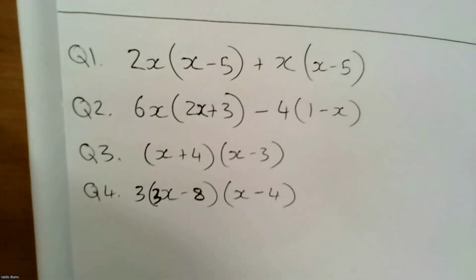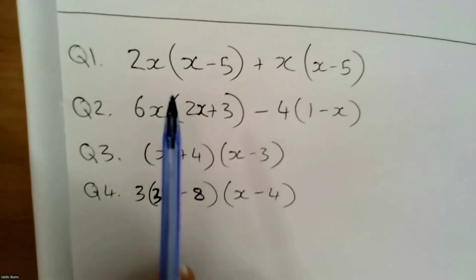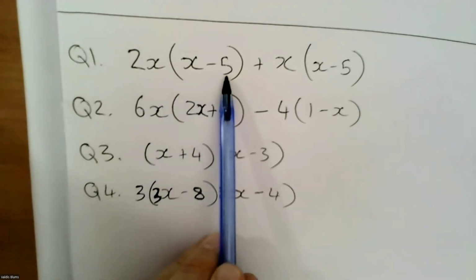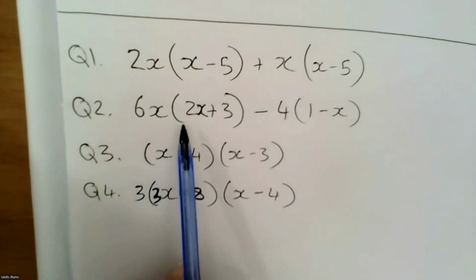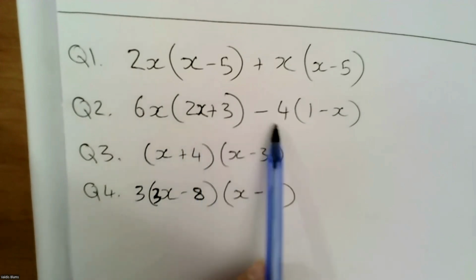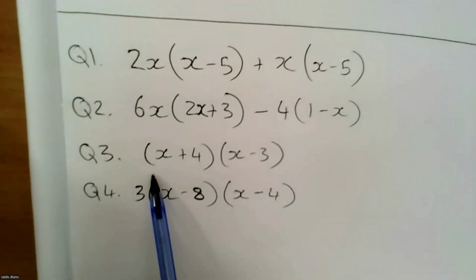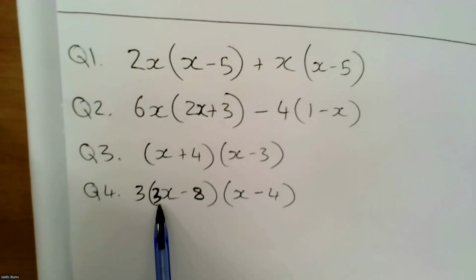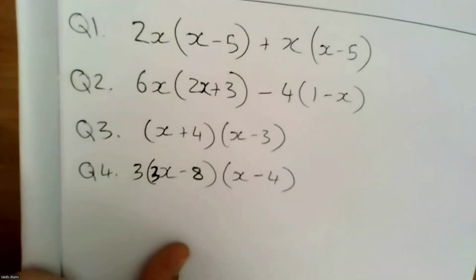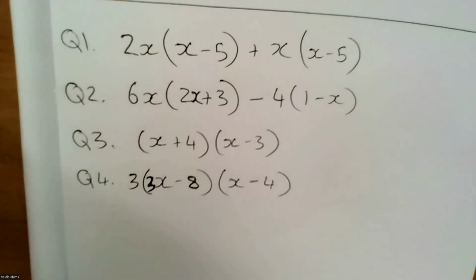Okay, have a go at expanding and simplifying these questions yourself. And in the simplification process, if you can collect any like terms, collect your like terms. So what I've got written here, in case it's too hard to read, I've got 2x and then in brackets x minus 5 plus x in brackets x minus 5. Next line, I have 6x and in brackets 2x plus 3 minus 4, x minus 1. Next line, I have x plus 4, x minus 3. And the bottom line, I have 3 and in brackets 3x minus 8, x minus 4. So have a go at those, and I'll come back in about 10 seconds and we can go through them together.